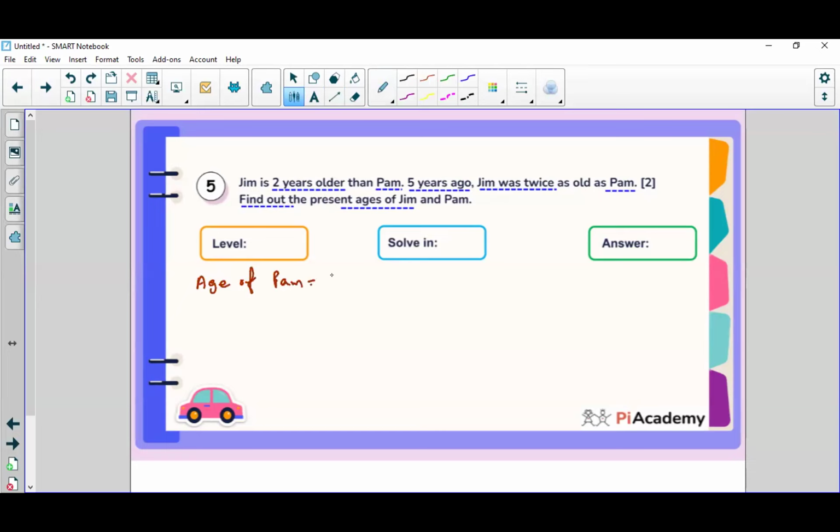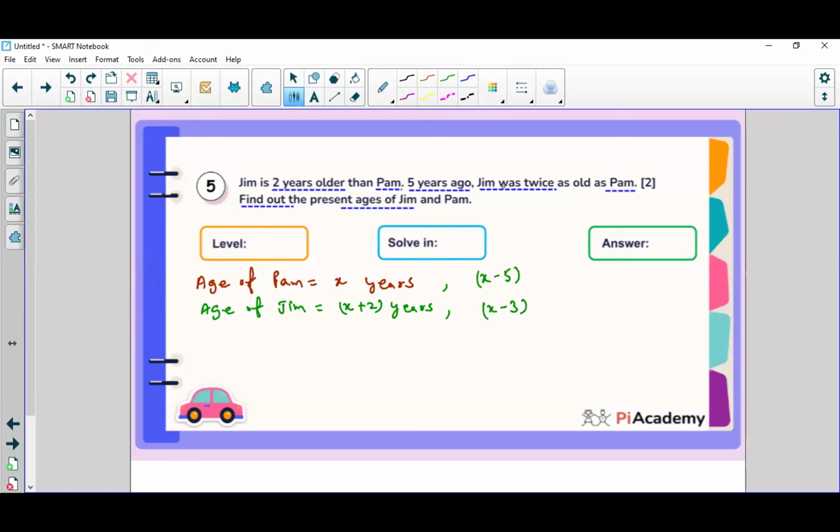If you will suppose the age of Pam as x years, correct? So what should be the age of Jim? So age of Jim would be x plus 2 years, correct? That would be x plus 2 years because he is 2 years older than Pam, okay? Now, 5 years ago, the condition is 5 years ago. So first of all, we have to check. So the age of Pam 5 years ago would be x minus 5 years. And the age of Jim would be, how much would it be 5 years ago? That should be x plus 2 minus 5. We can write it as x minus 3 years.